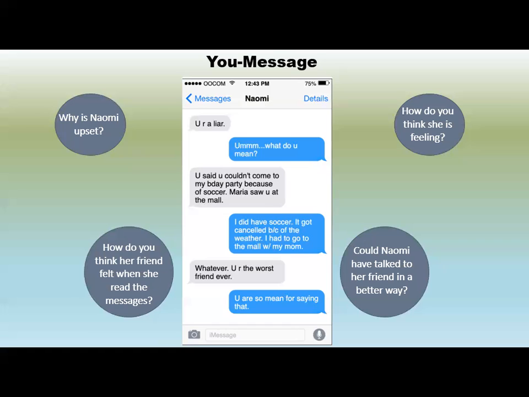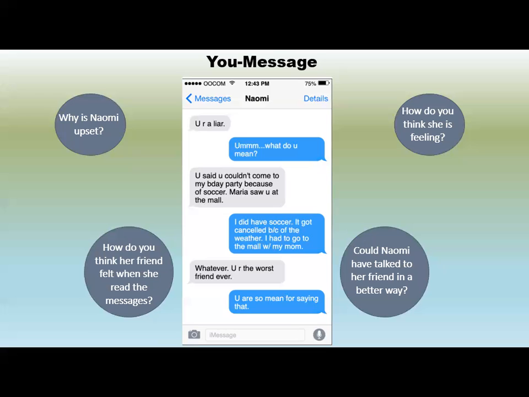Okay. Now we're going to go over some of these brainstorm questions on the side, right? Why is Naomi upset? All these questions, you're going to have the students raise their hands and give you answers. How do you think she is feeling? How do you think her friend felt when she read these messages? And could Naomi have talked to her friend in a better way?